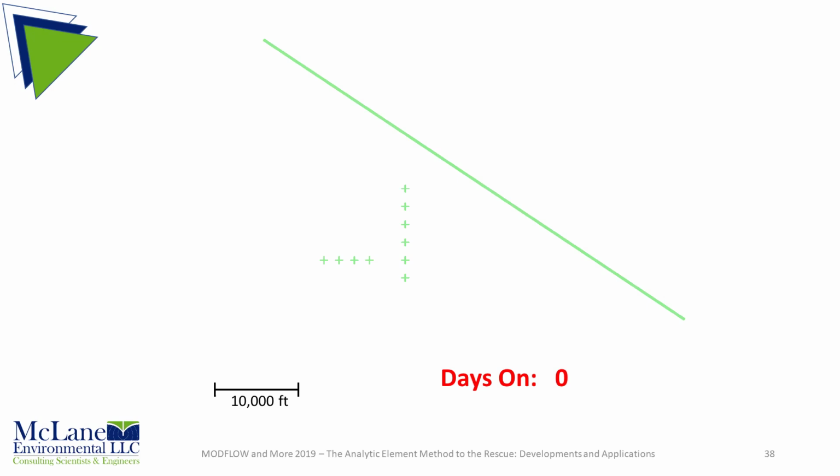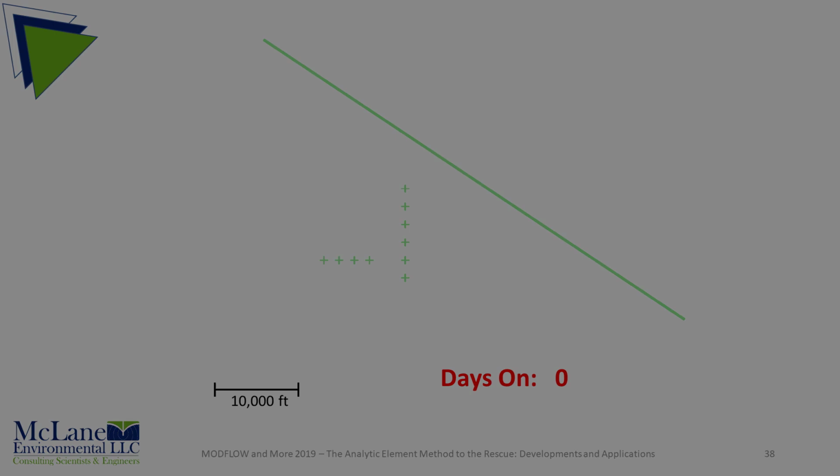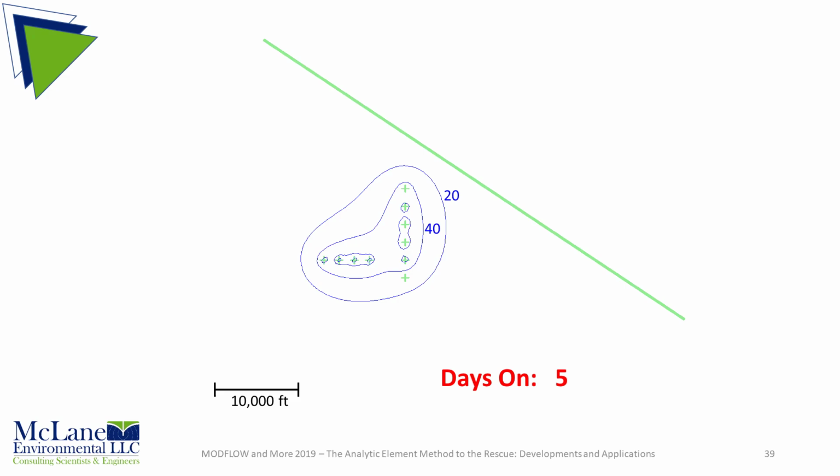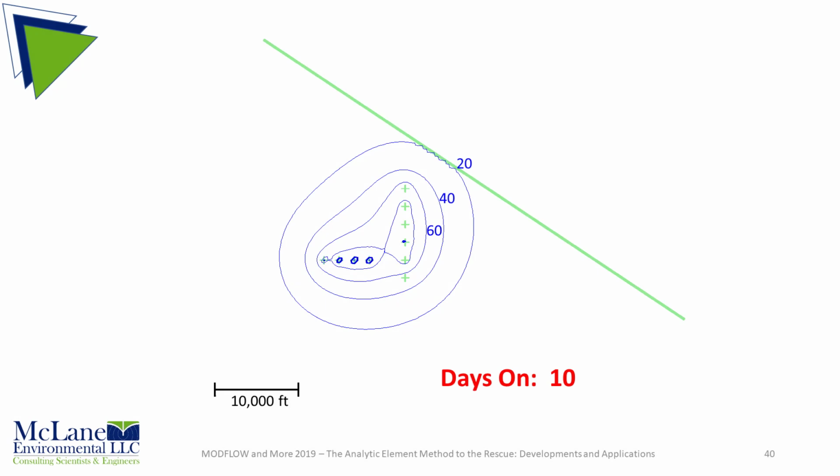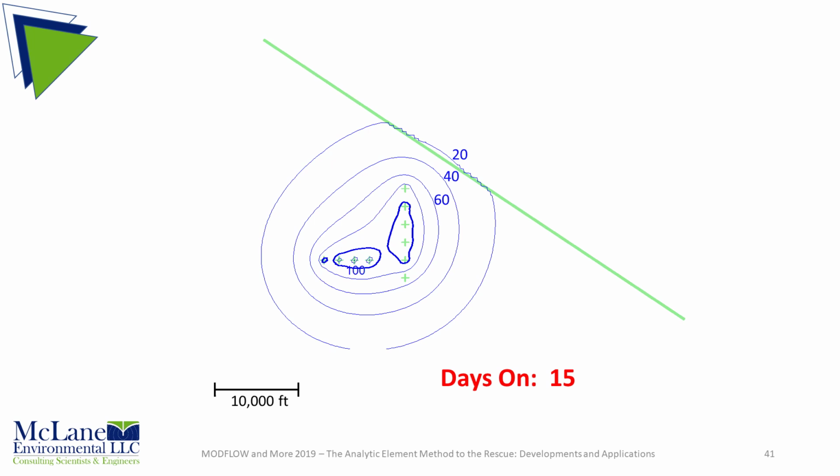In the following sequence, I will show the results of the AEM model through time. You will see that they match very closely with the results of the MODFLOW model. We have zero drawdown at time equals 0, slight drawdown after 5 days. At 10 days, the 20-foot drawdown contour just reaches the fault zone. After 15 days of pumping, the 20-foot drawdown contour has crossed the fault.